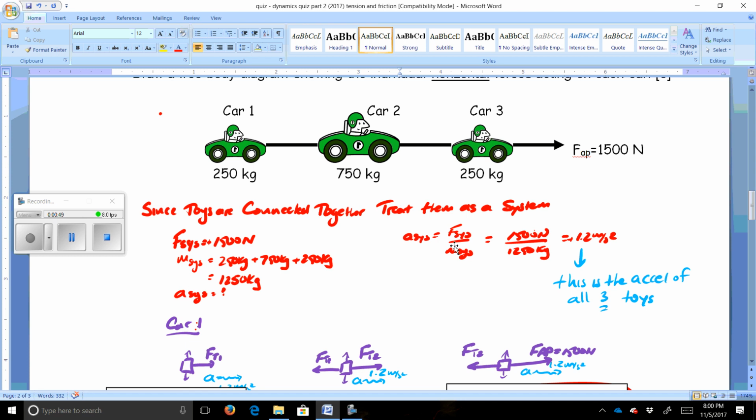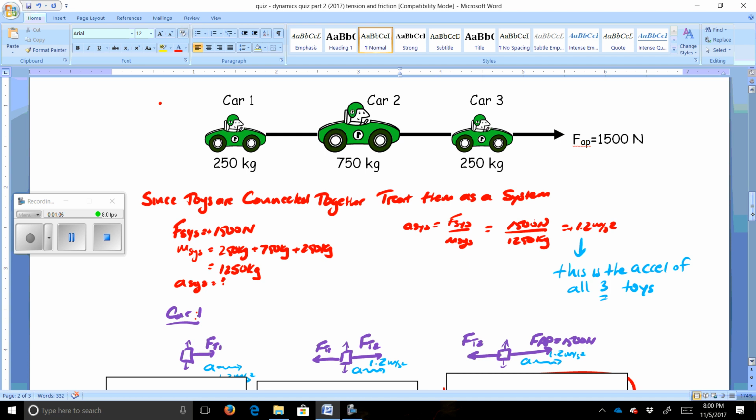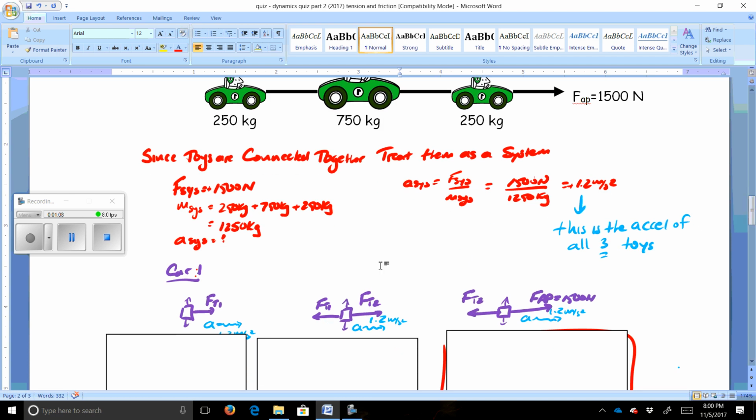And from this, I can get my acceleration. In this case, the acceleration is going to be the force over the mass, which is 1.2 meters per second squared. So I know that all of these objects are accelerating the same way, 1.2 meters per second squared forward. So next step is to draw a free body diagram of all of the vehicles here.